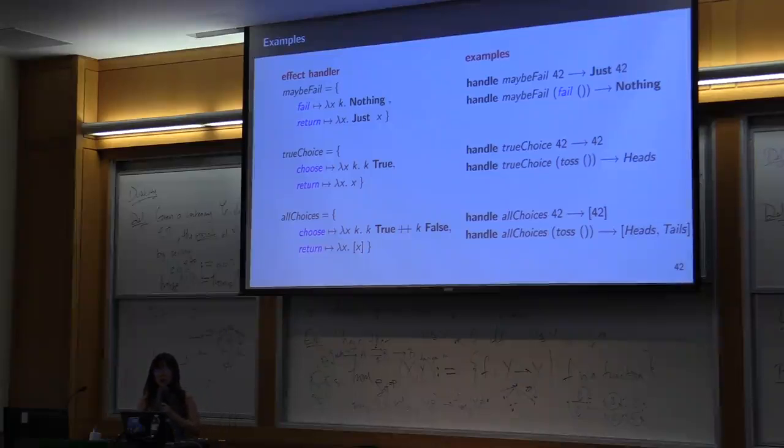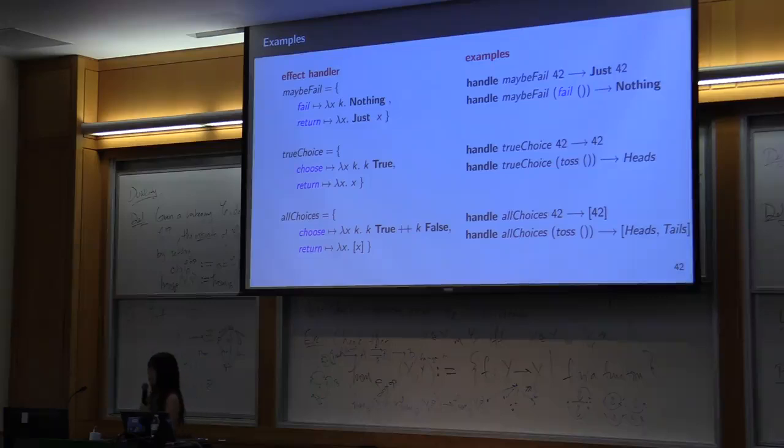the operation result true. And then I'm going to resume again with the operation result false. And I'm going to concatenate these two results together into a larger list. So if you have the 42 with all choices, you'll get back a singleton list with just the 42. And if you handle this program to toss the coin with all choices, then now you will get back a list with all the options when the operation result is true and false respectively.